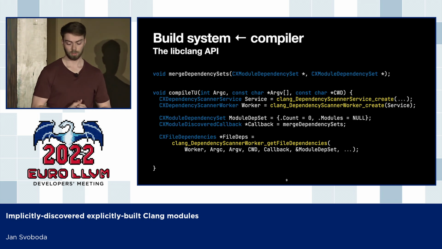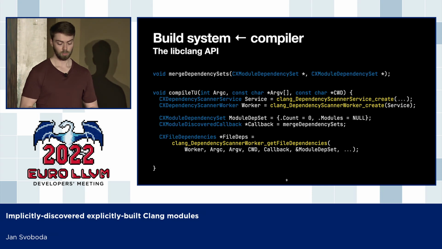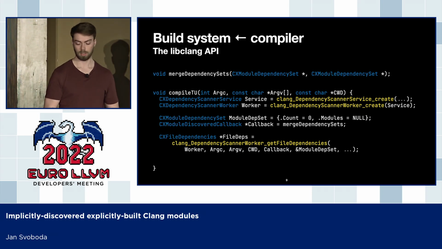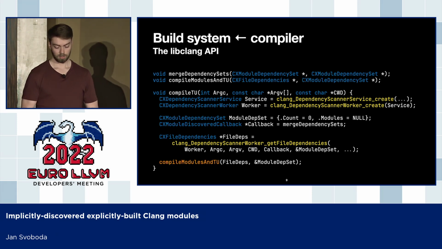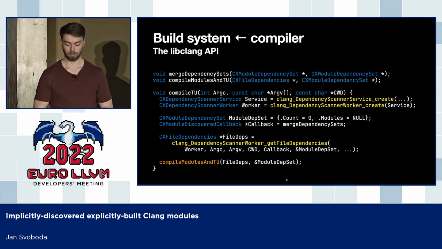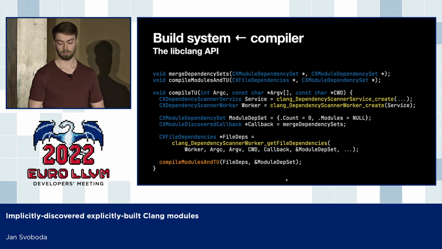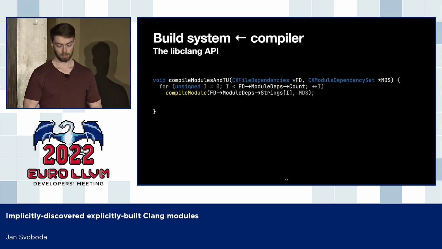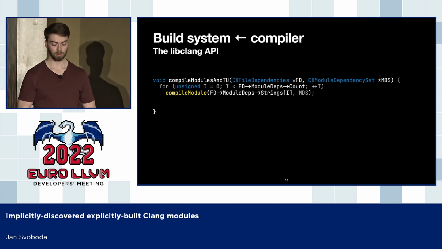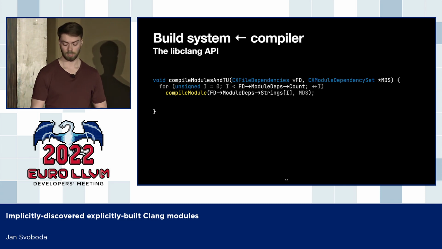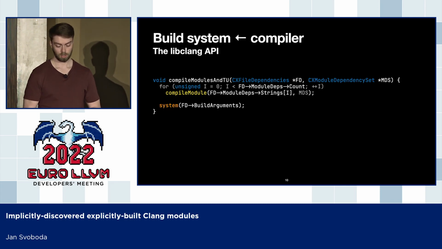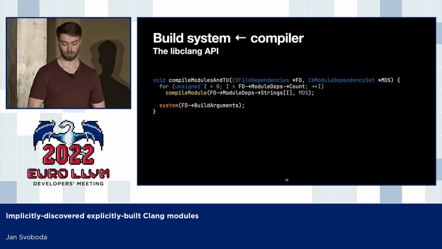The function also gives back the dependency information for the translation unit itself, which includes the set of direct modular dependencies and the command line, among other things. Finally, the build system can schedule the compile of discovered modules and the translation unit itself. Let's take a really quick look at how a naive implementation of that might look. So for the translation unit, let's just compile the direct modular dependencies. And when that's done, compile the translation unit using the build arguments provided by the scanner.